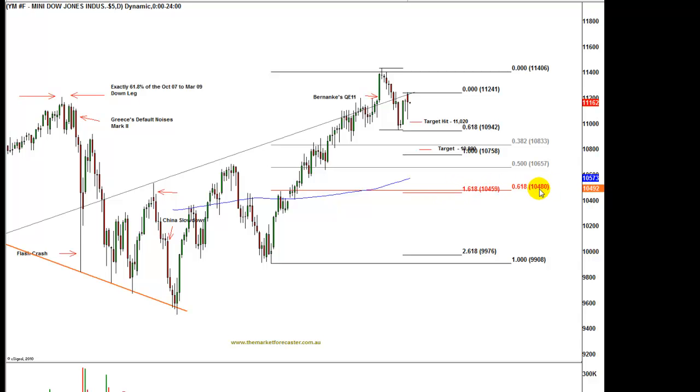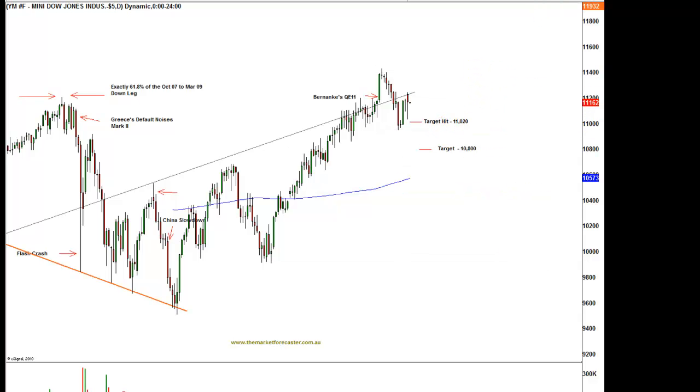So 10,500 in the event that it did extend to the 61.8. If not, we're talking about 10,750 to 10,650, in between those two, the 50% retracements. That's the more likely target in there.